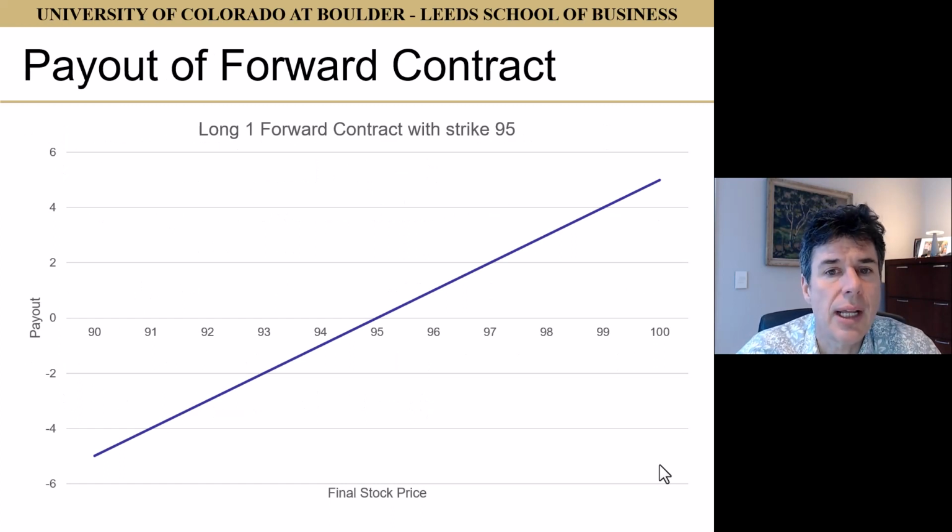Looking at our picture, the payout of a forward contract is just a straight line. If the stock ends up at 95, which is the strike, it's worthless. For every dollar above the strike, you receive $1. For every dollar below the strike, you lose $1.